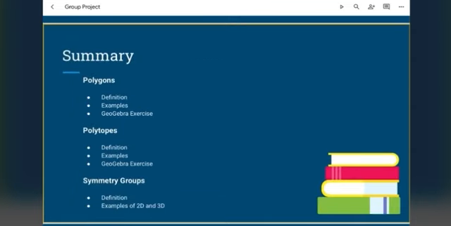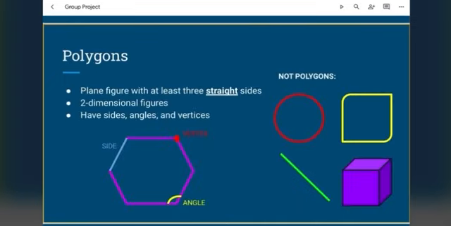This is a summary of everything we're going to be talking about in the presentation today. We're going to be talking about polygons, the definition, examples, and a GeoGebra exercise. We're going to be talking about polytopes, definition, examples, and an exercise in GeoGebra. And we're going to be talking about symmetry groups, the definition, and examples in 2 and 3 dimensions. So let's get started with the polygons.